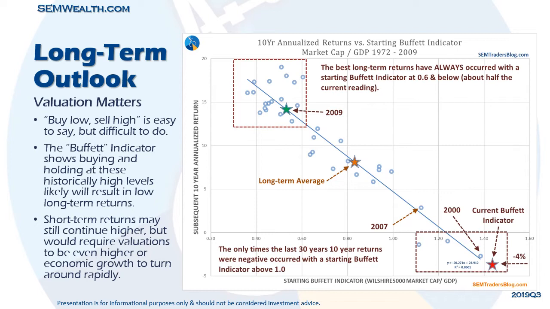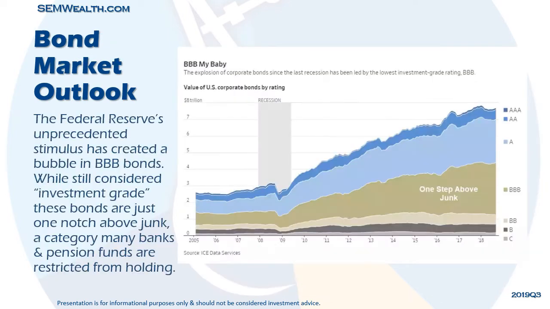So again, it's not a timing indicator. It's nothing that we use at SEM to determine our asset allocation. But if you're trying to set expectations for the next 10 years, buying and holding is likely going to be a very difficult endeavor. And we've seen even during the best of times, most investors don't stick to a buy and hold strategy anyway. So if you're looking at these types of difficult returns, I don't think buy and hold is the way to go for most investors right now.